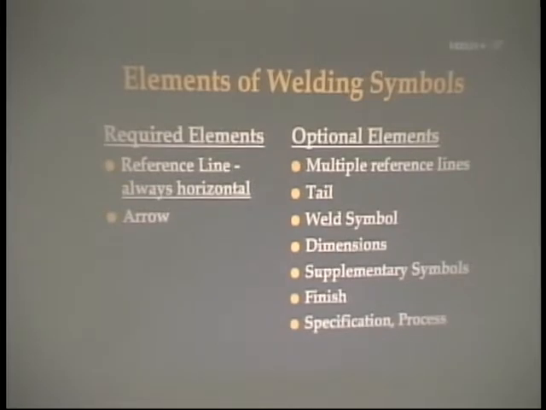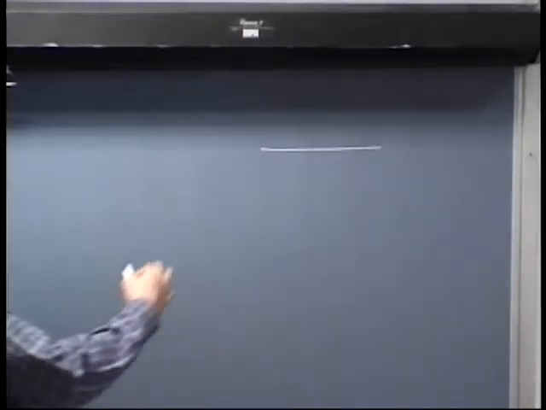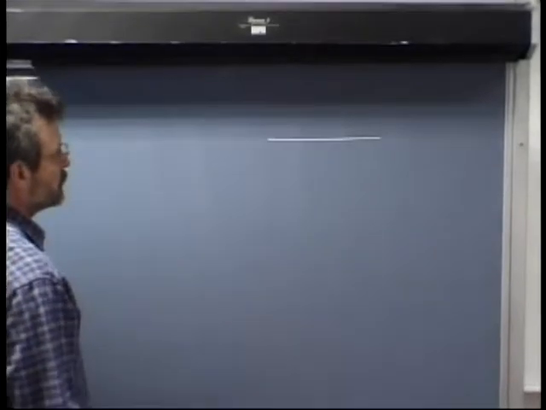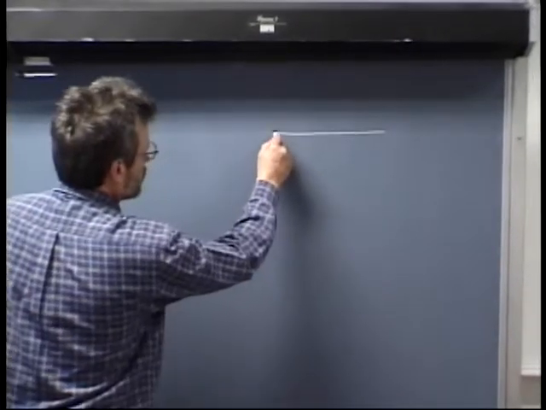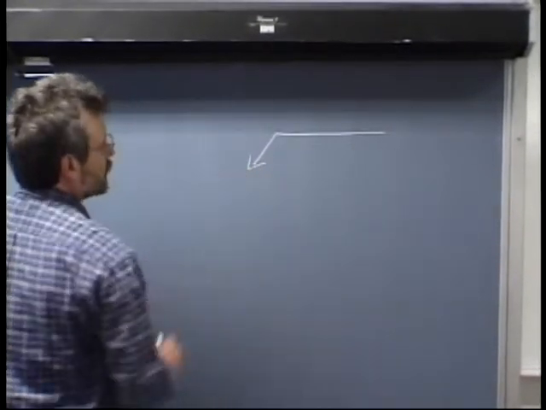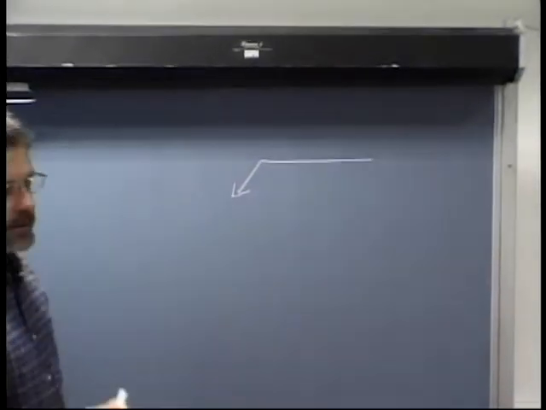but it's not. It starts with the basic elements, and the required elements are a reference line, which is always horizontal, and then an arrow. So let me draw that on the board for you real quick. Really simple. Every welding symbol has to have a reference line, because your information is going to be placed on this reference line. And every welding symbol will have an arrow, and the arrow points to where the joint needs to be made.